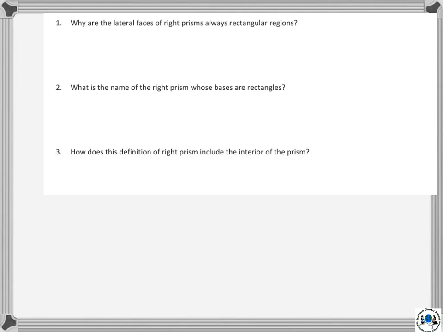Okay, so a couple of last three points before a little lesson summary. Again, some of this is more valuable than other parts. Doing this type of activity is the best way to become fluent with this material. So the first question is, why are the lateral faces of right prisms always rectangular regions?